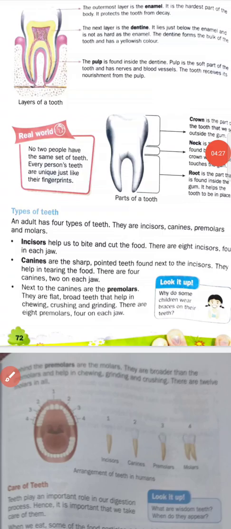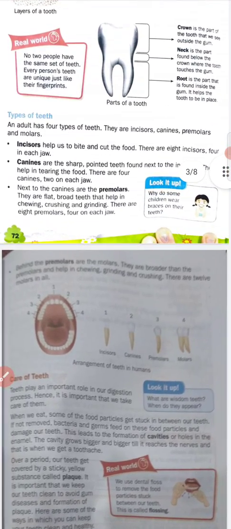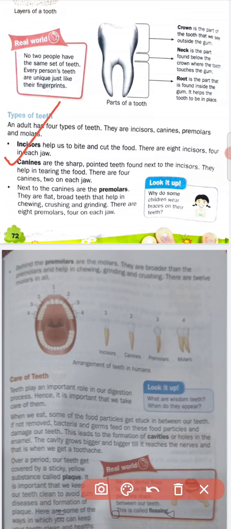Now, student, we will discuss the types of teeth. An adult has 4 types of teeth: incisor, canine, premolar and molar. Okay, so how many types of teeth? Incisor, you can see this diagram, incisor, canine, premolar and molar. So if we talk about incisors, these are the biting or cutting teeth. Why? Because incisors help us to bite and cut the food.